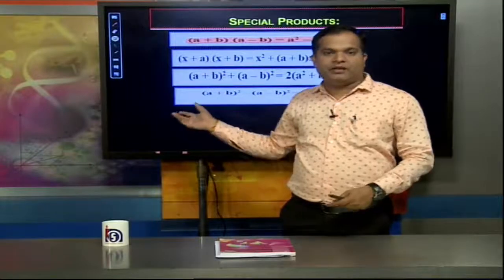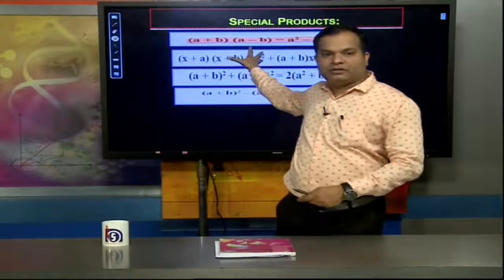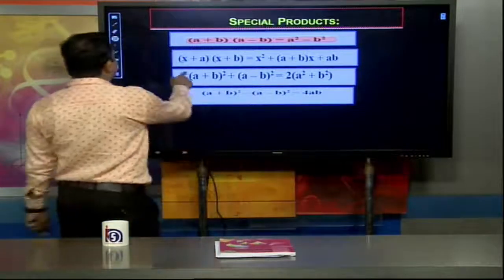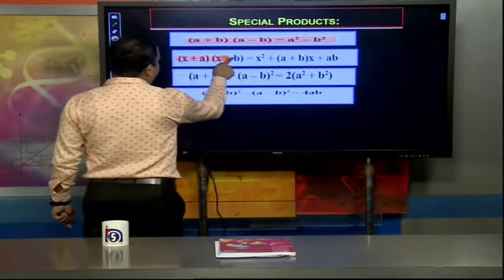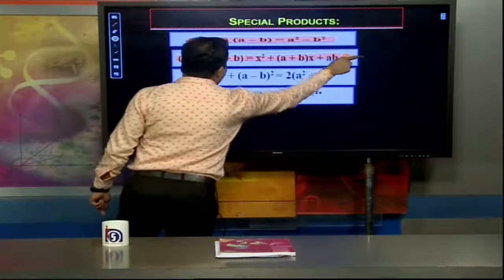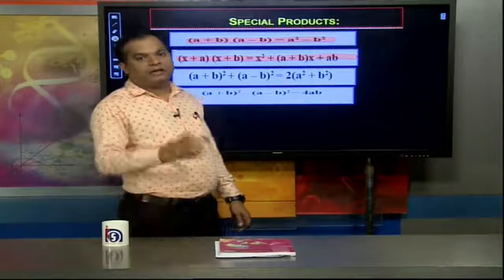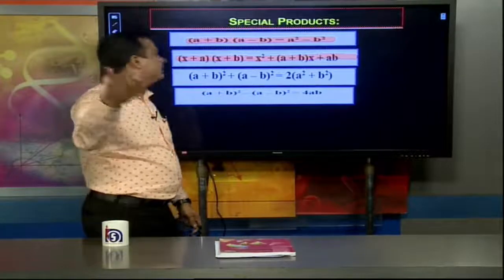In a similar manner we can prove it: a into (a minus b) plus b into (a minus b). When we simplify, you will get this product. The fourth one is also very important: (x plus a) into (x plus b) equals x square plus (a plus b)x plus ab. This is the fourth special product.